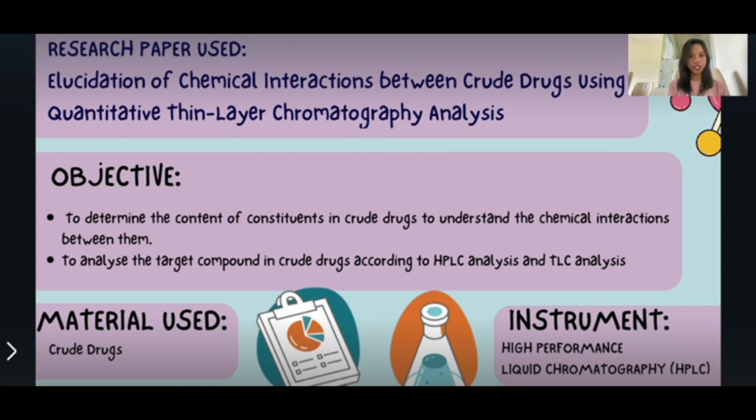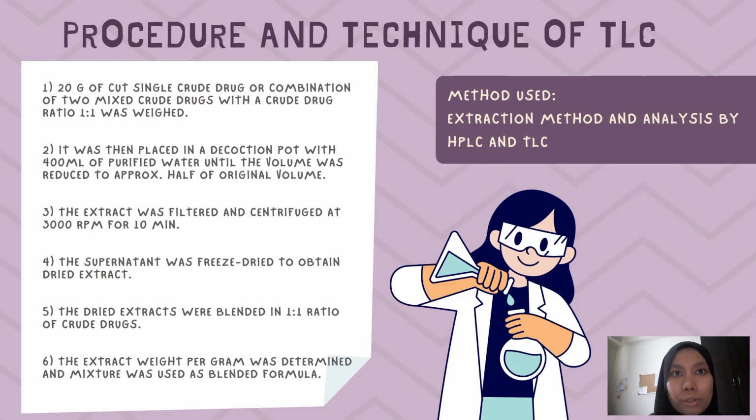Assalamualaikum, my name is Syahidatul and I will explain the procedure and technique this research paper uses. Firstly, 20 grams of a single crude drug, or a combination of two mixed drugs with a crude drug ratio of 1:1, was weighed, and then placed in the decoction pot with 400 ml of purified water until the volume was reduced to approximately half of the original volume.